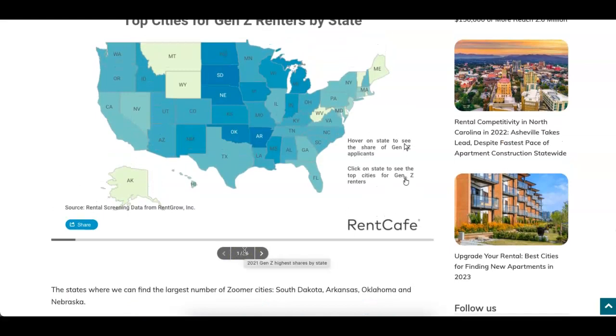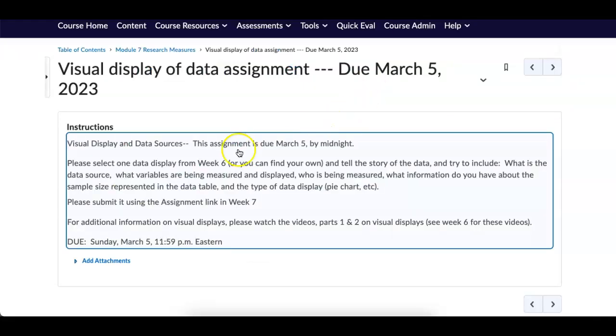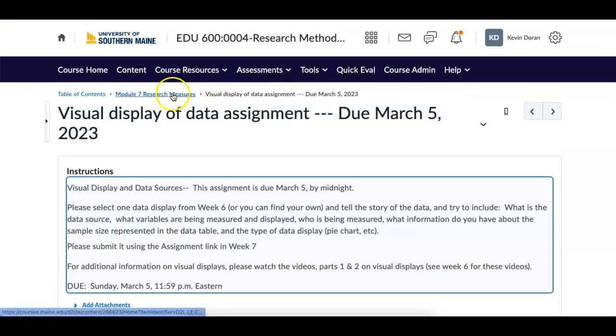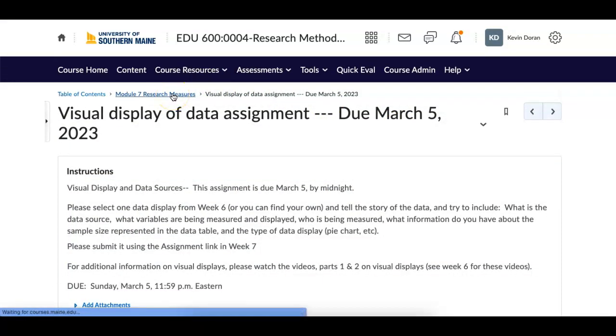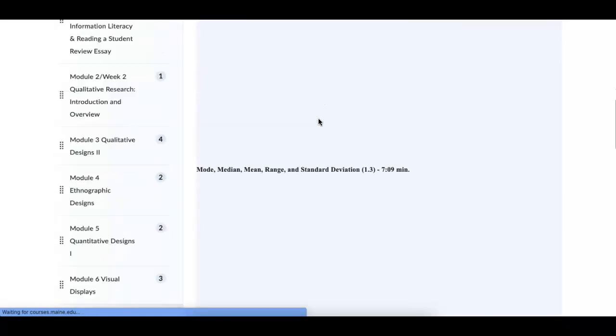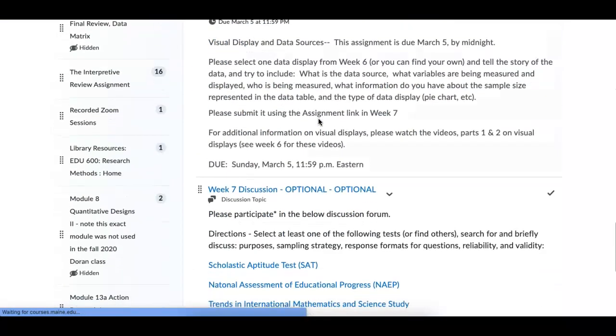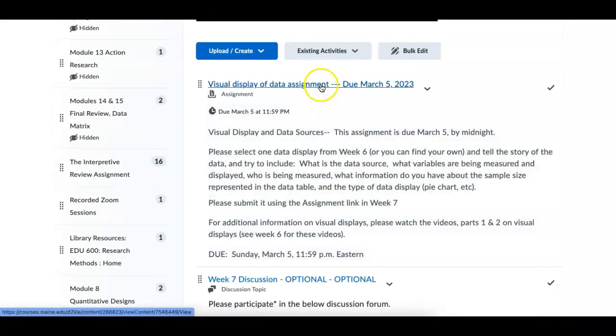So what I want you to do is just write a paragraph on it with the prompts that I provide here in the assignment. Come back here, Research Measures, Week 7, come down to the bottom. This is where you submit the assignment. So that is it for the week. 9 minutes. I kept it under 10.